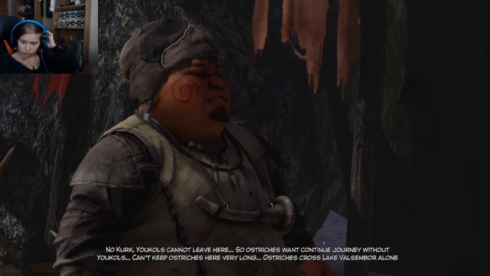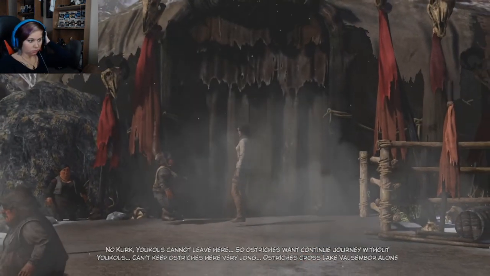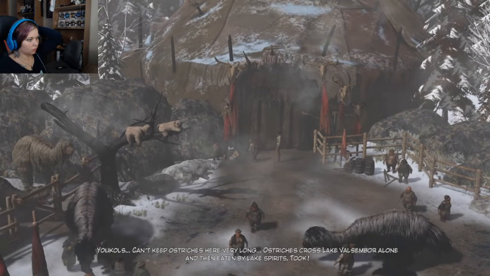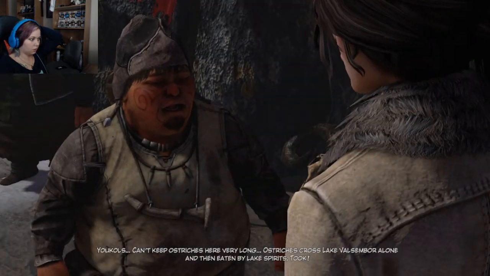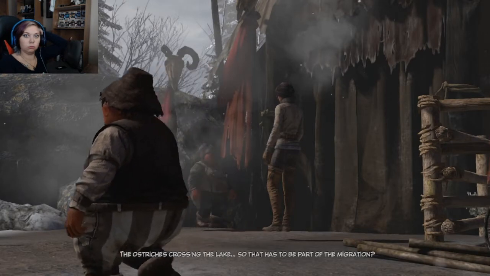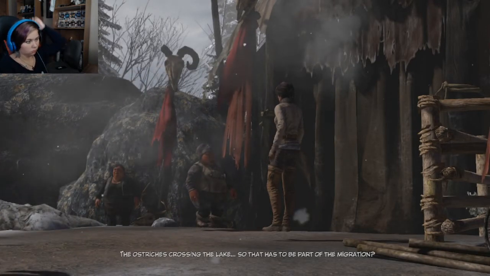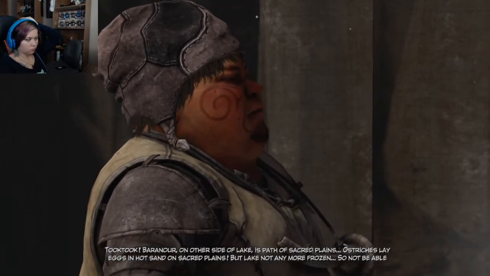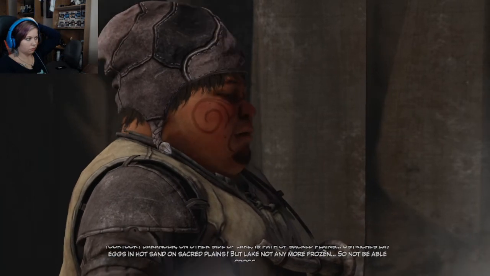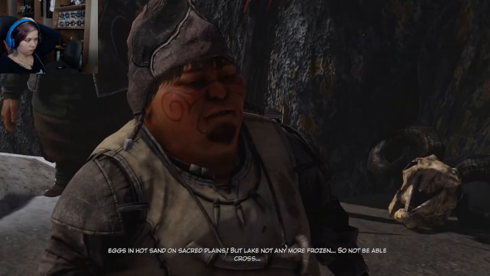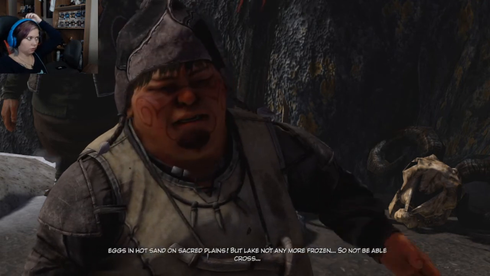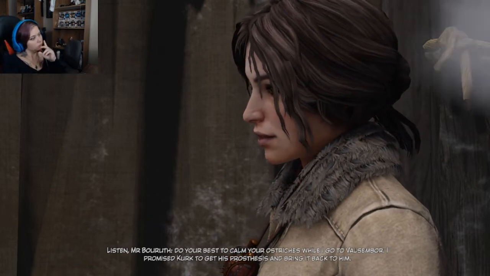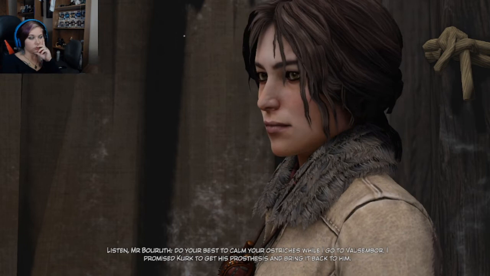No, Kirk. Yukos cannot leave here. So ostriches want continued journey without Yukos. Can't keep ostriches here very long. Ostriches cross Lake Valsambor alone, and then eaten by lake spirits. The ostriches crossing the lake, so that has to be a part of the migration? Baranur, on other side of lake, is path of sacred plains. Ostriches lay eggs in hot sand on sacred plains. But lake not anymore frozen, so not be able to cross. Listen, Mr. Barut, do your best to calm your ostriches while I go to Valsambor. I promised Kirk to go get his prosthesis and bring it back to him.